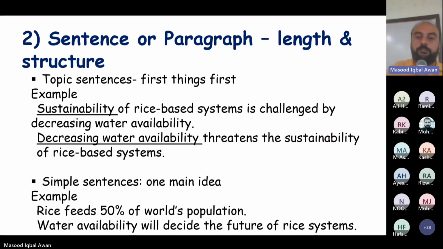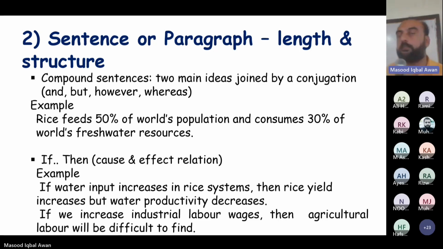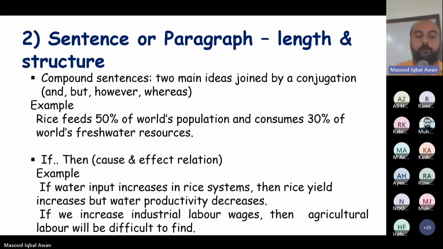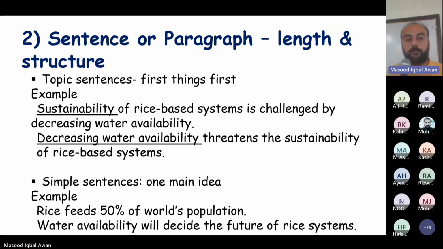We can distinguish different types of sentences. Topic sentence is the opening sentence or starting sentence. The tip in writing topic sentences is that the topic sentence should open with the most important message. For example, I have written 2 sentences. Sustainability of rice-based systems is challenged by decreasing water availability. And decreasing water availability threatens the sustainability of rice-based systems. So apparently, these 2 sentences mean the same.